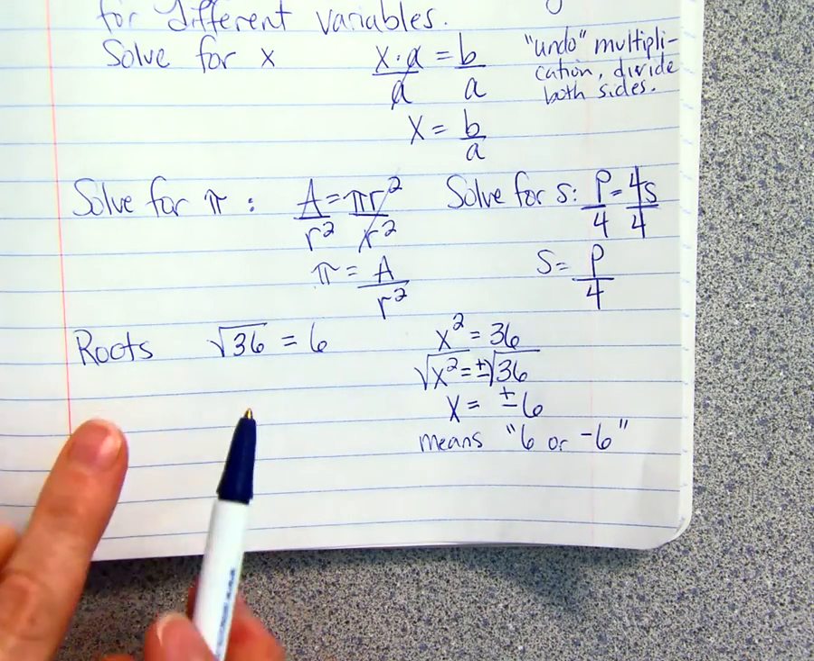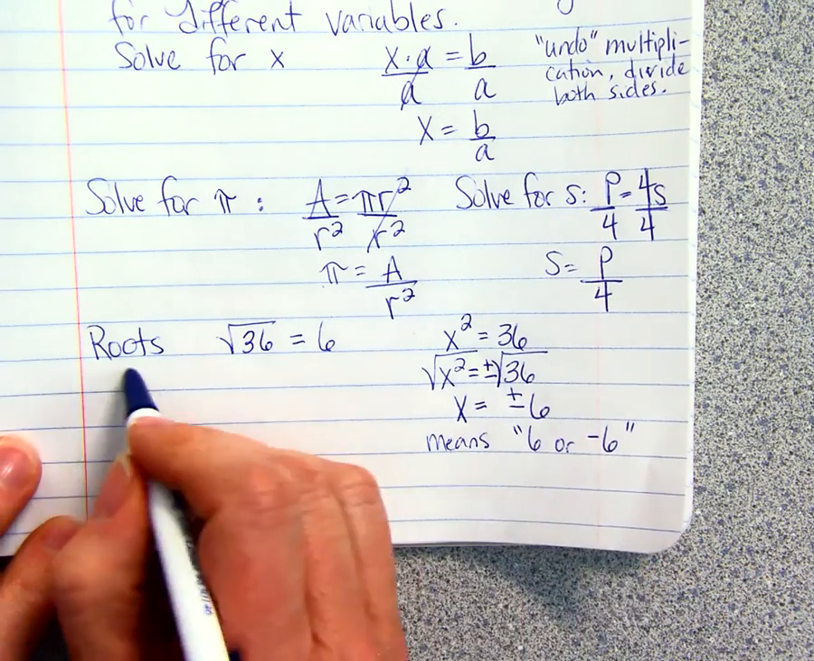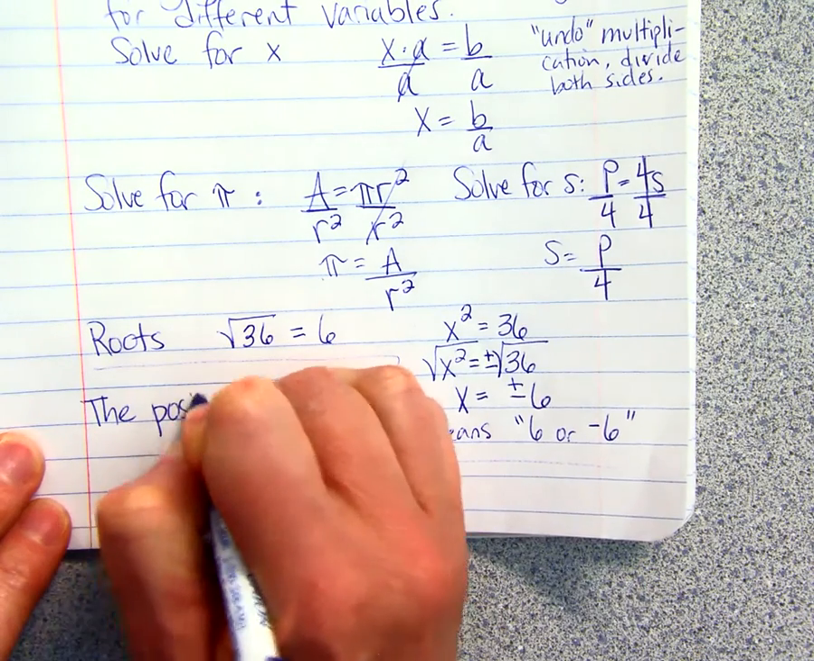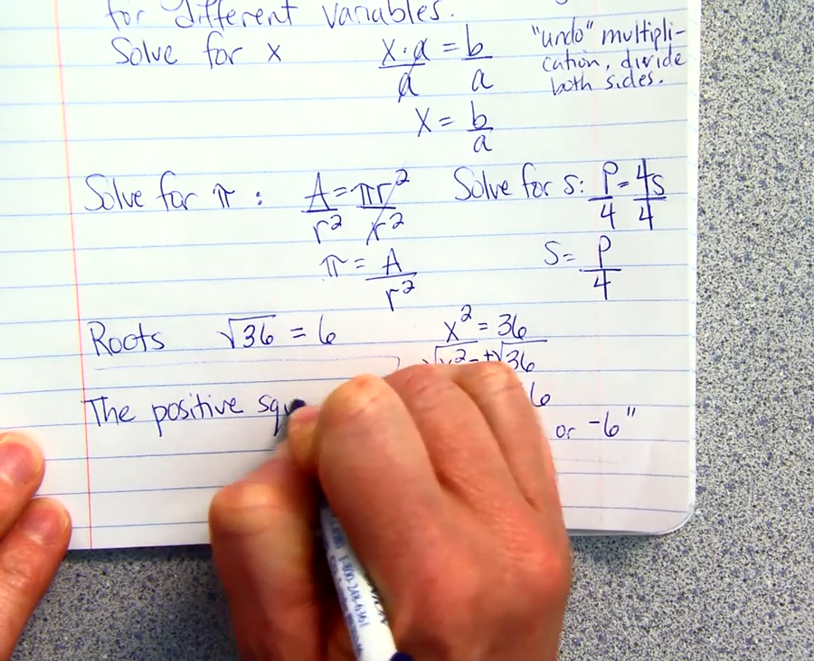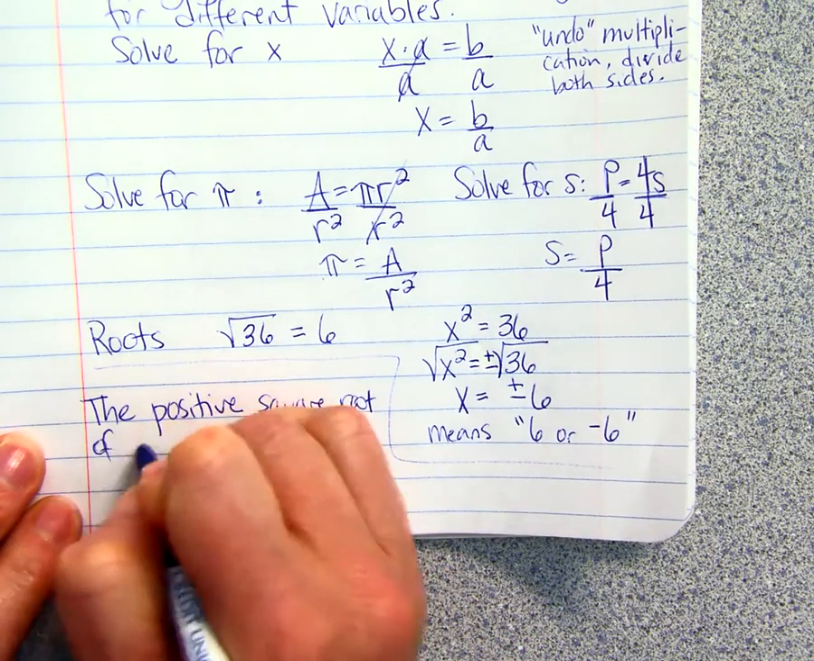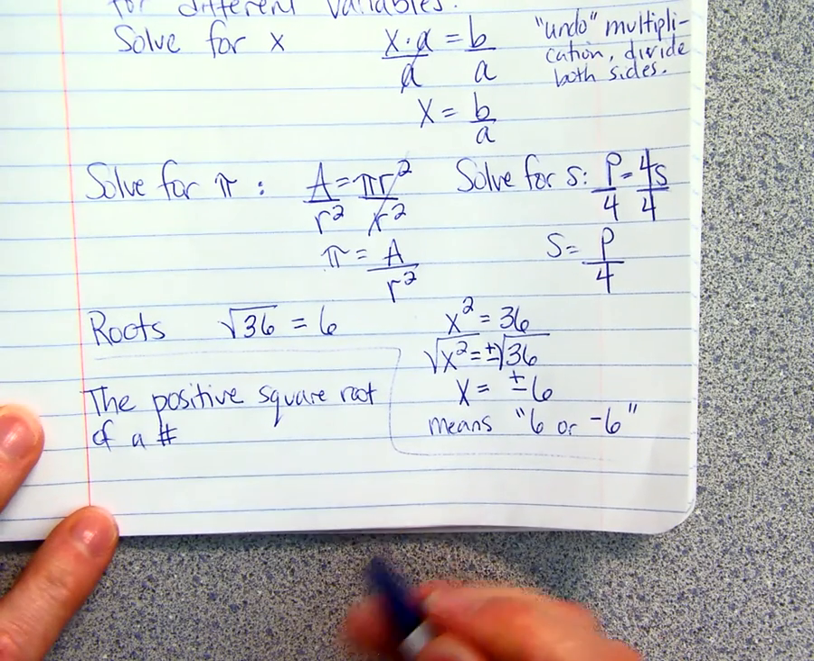Now when we have the positive square root, let's see, I'm going to write my sentence right here. The positive square root of a number is sometimes called the principal square root.